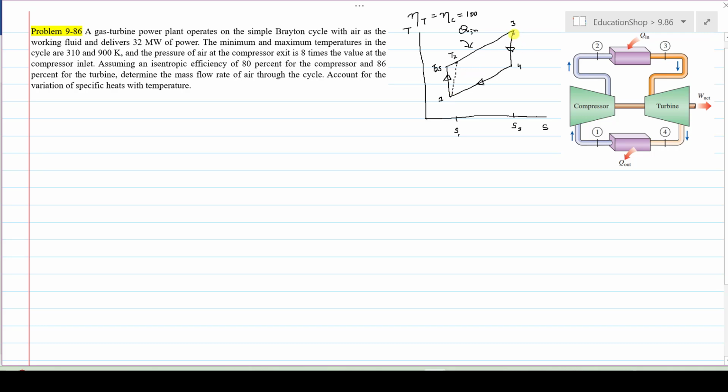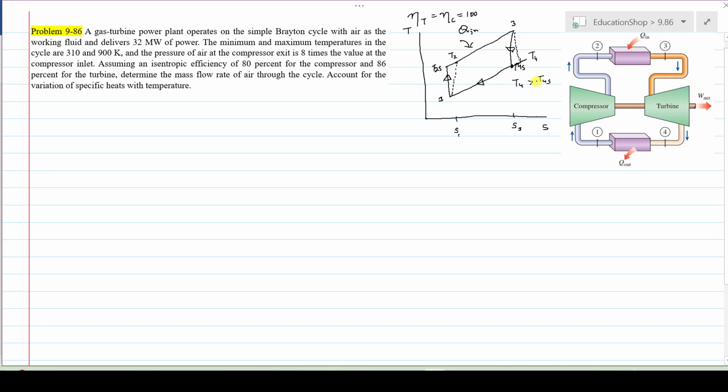Similarly, when the turbine is 100% efficient, the entropy at the inlet and outlet will be the same, and it means that the T4s value will be lower as compared to the actual one. Since the turbine efficiency is 86%, it will give less work output, and the outlet temperature of the gases after the turbine will be higher compared to the ideal one. So here is T4, here the temperature is T4s for the ideal case, and here the temperature is T4 for the actual case. For the actual case, the T4 value is greater than T4s.